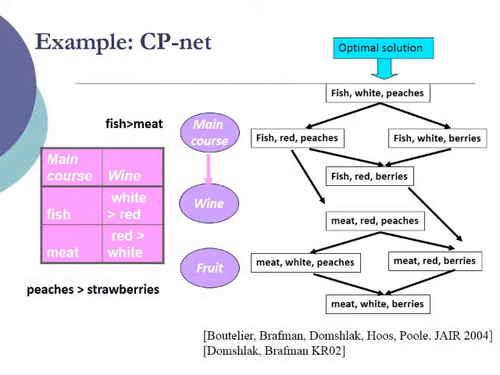Let's look at the second way of modeling preferences, CP-nets. In this case, I'll give a simpler example because otherwise the picture would be too big. You have just a main course with two values, a wine, two values, and fruit, two values. In this case, you don't have quantities to tell you which thing is preferred to which other, but you just have a preference ordering. For example, for the main course, you say fish is better than meat. But you don't tell me how much better. You don't give any number like I did before. For fruit, I'll tell you peaches are better than strawberries, period.